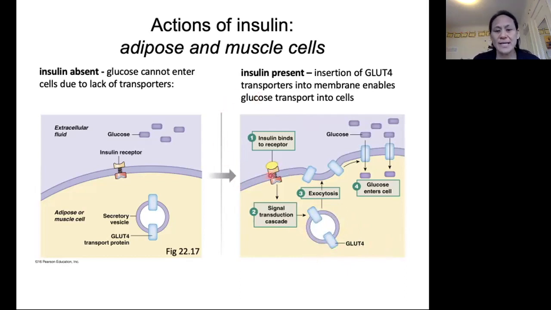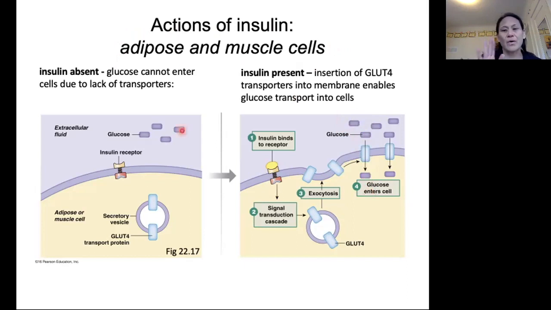So insulin is going to bind to a receptor on that cell type, leading to a signal transduction cascade, which is going to lead to the insertion of these GLUT4 transporters into the plasma membrane of these cell types, the adipose and muscle cell types. And then with those GLUT4 transporters present, we are able to transport glucose across the plasma membrane.